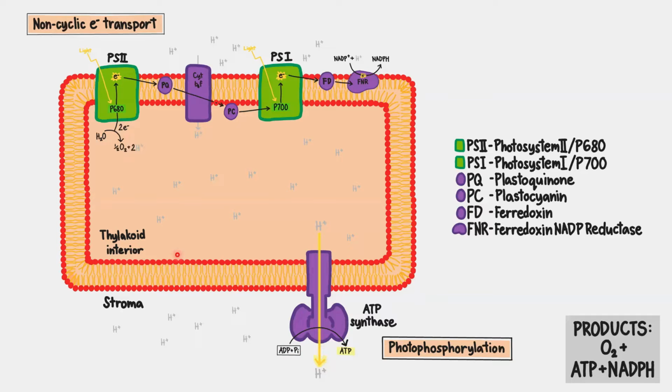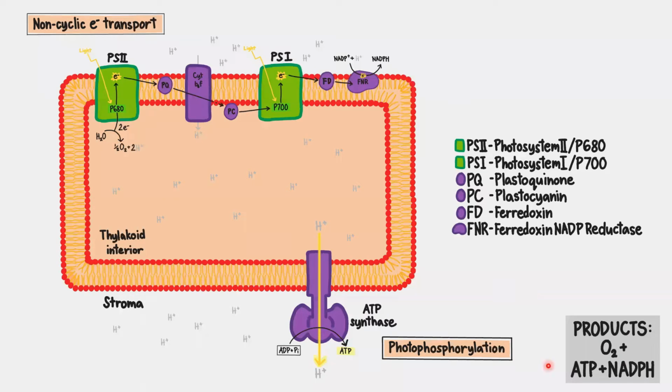So overall, the products of the non-cyclic photophosphorylation are the oxygen coming from the oxidation of water. Next is the ATP, which is phosphorylated from ADP through ATP synthase. And the third product is the NADPH, which is reduced by the ferredoxin-NADP reductase.